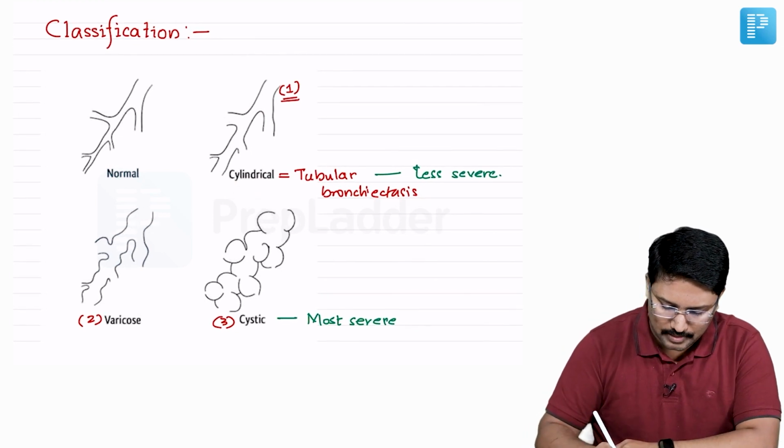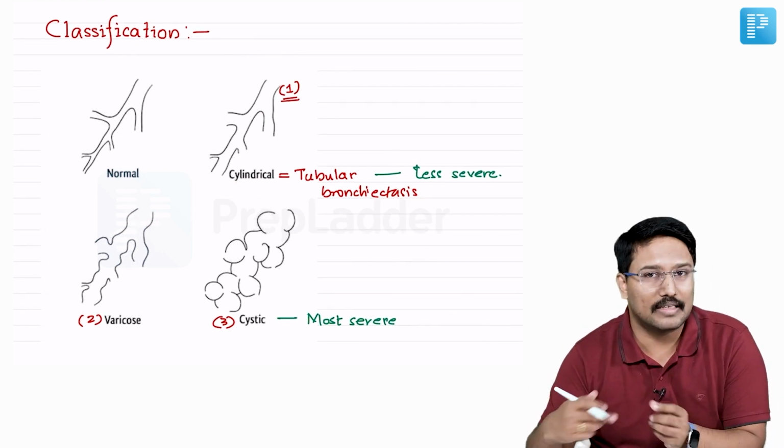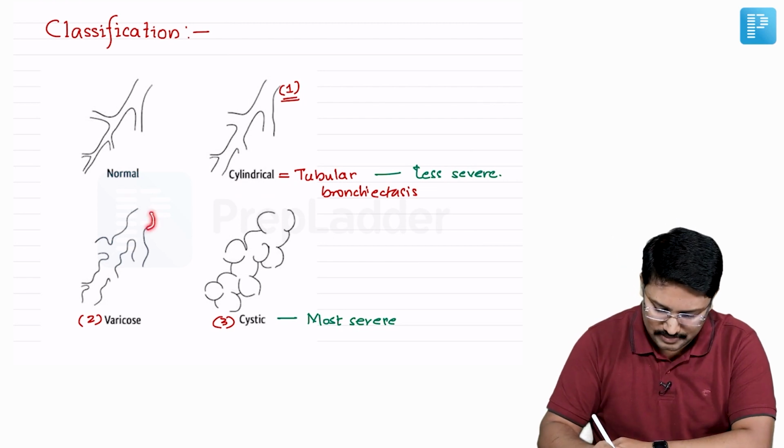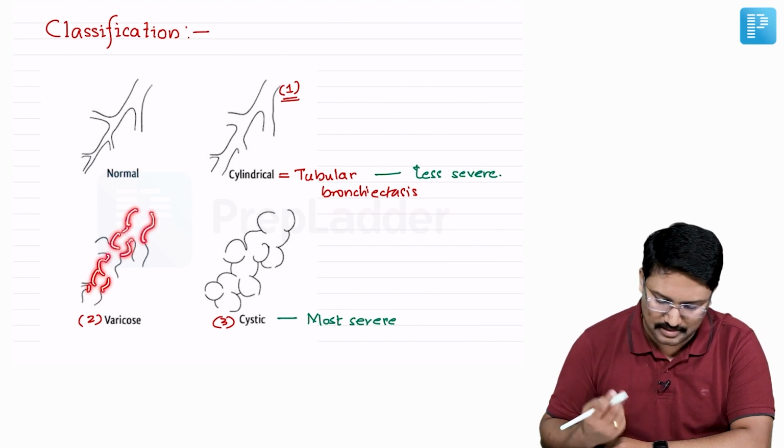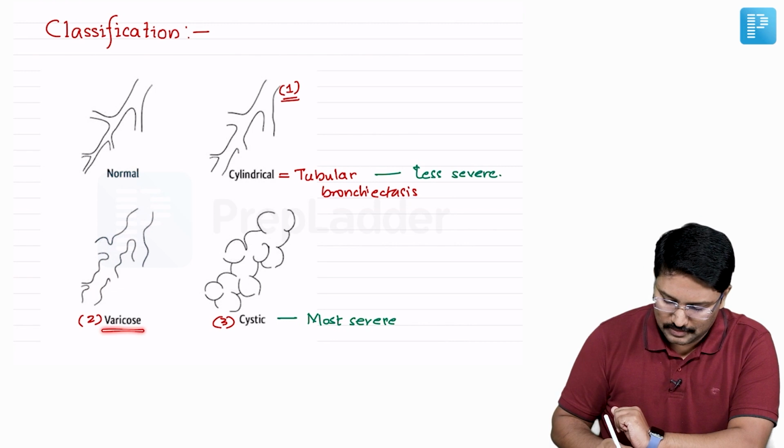In varicose bronchiectasis, there is varicosity-like dilatation and constriction. As you can see in this image, there are abnormal segments of dilatation at multiple levels, and in between there are zones of normal or constricted airway. That's why it's called varicose.